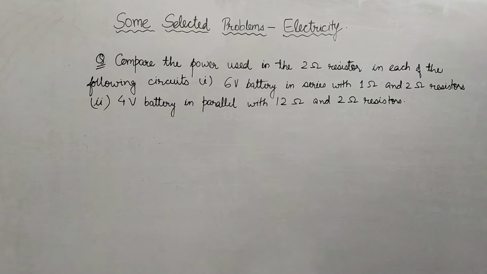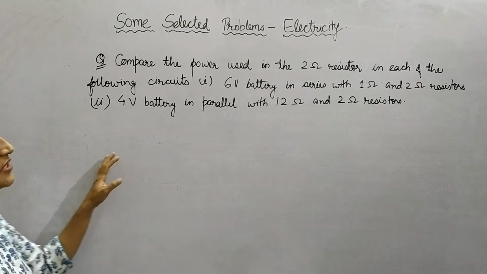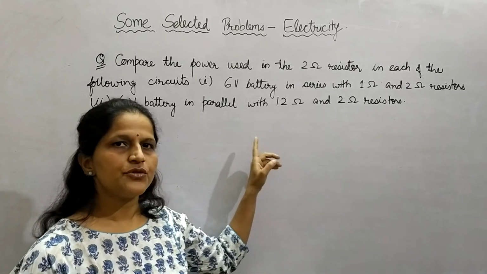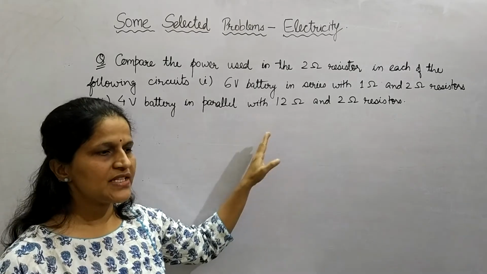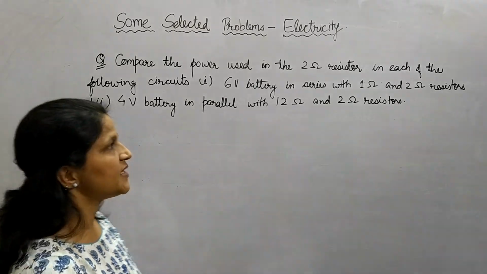The first circuit given in the question is a 6 volt battery in series with 1 ohm and 2 ohm resistors. The second type of circuit is given as a 6 volt battery in parallel with 12 ohm and 2 ohm resistors. So let us see how to begin this type of question. My first suggestion to every one of you is to draw a circuit diagram for the given question. In board exams also, the circuit diagram carries marks.